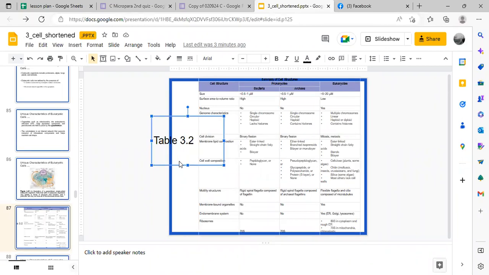Ang archaea mo, ito yung iba. So ether link. So instead of ester, ether link. And you have branched isoprenoids. You have bilayers or monolayer ng phospholipids.